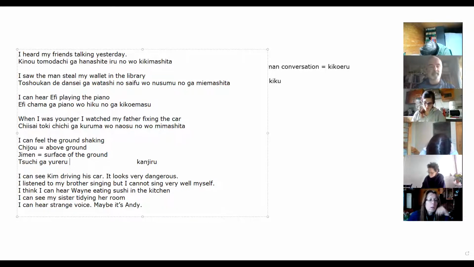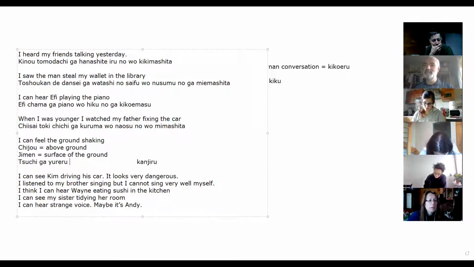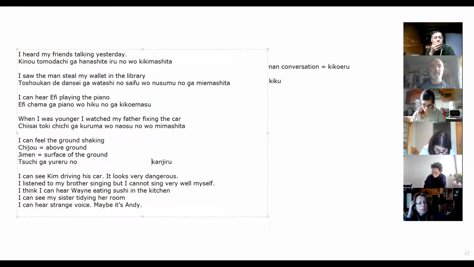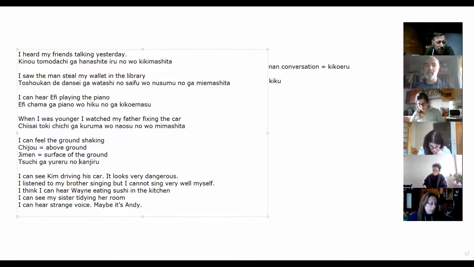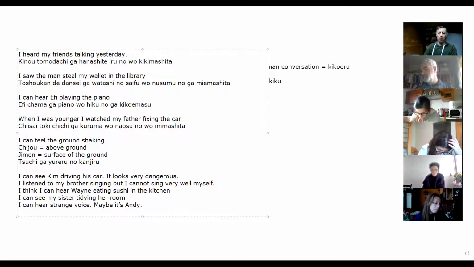Okay, we need to nominalize this first. Yureru. So koto ga? No, it's no. No ga. Yes, no ga. Is it ga or o? So it's a feeling, so it is o. Very good. This is correct.